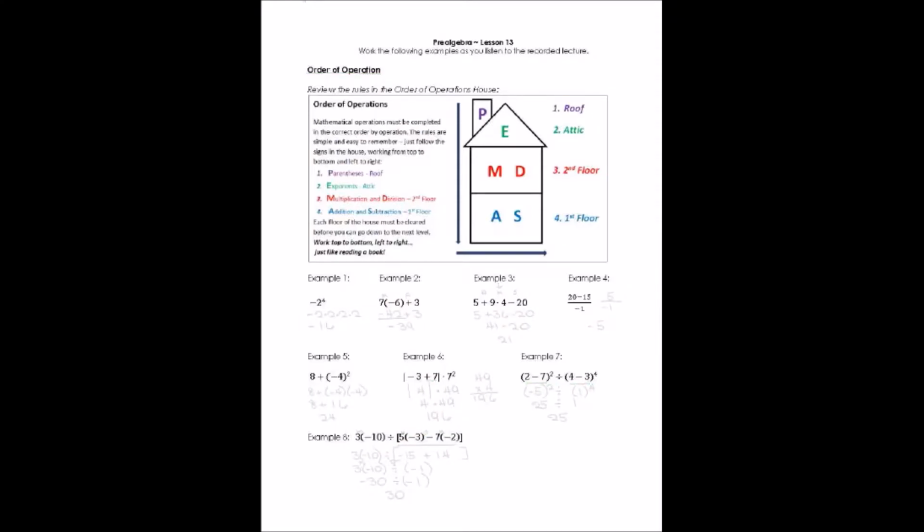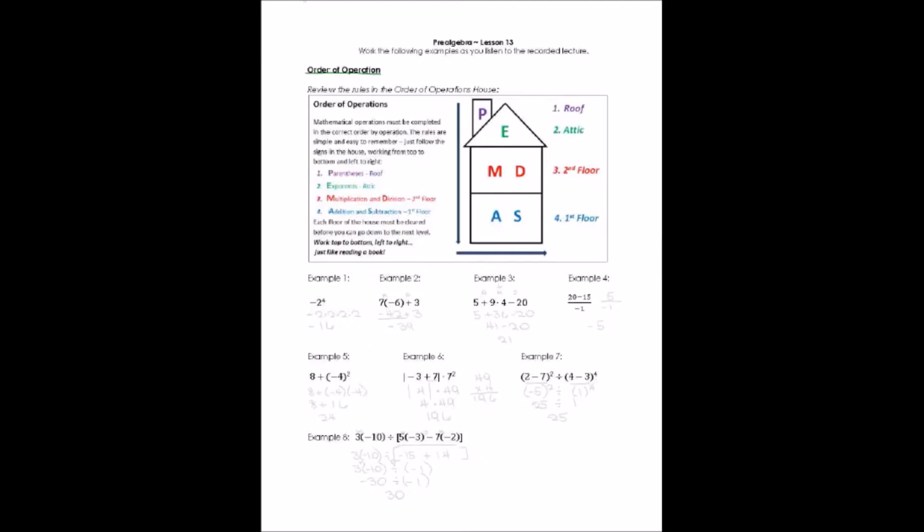Let's take a look at our order of operations house for lesson number 13. What you can remember if you're drawing this house on your own and filling in the letters is please excuse my dear Aunt Sally. That will give you the first letter of each of the operations that you have to remember. Parentheses, exponents, multiplication, division, addition, and subtraction.